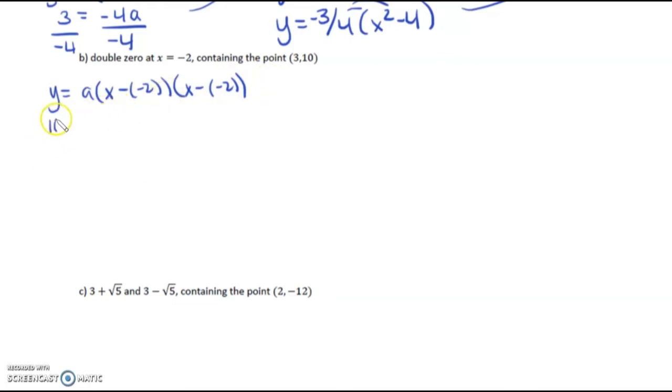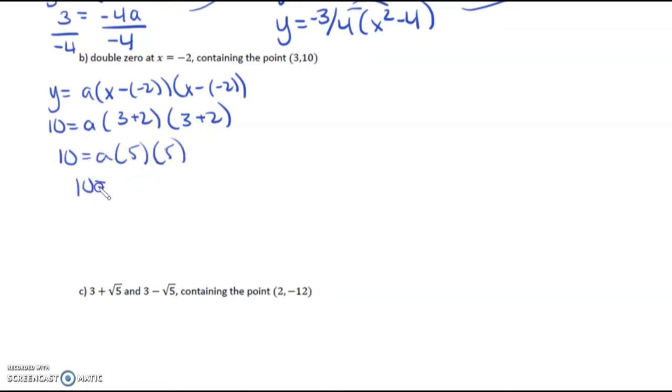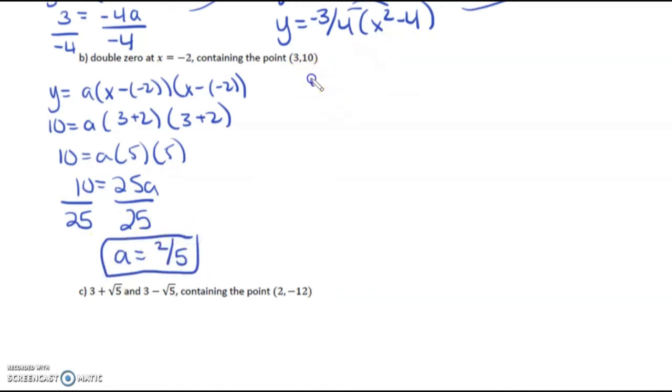So let's go 10 equals a times (3 plus 2) squared. 3 plus 2 is 5, so we have 5 squared. 10 equals 25a, divide out. Okay, that's just algebra. So we have a equals 2 over 5. So our equation is going to be y equals 2 over 5, (x plus 2) squared.